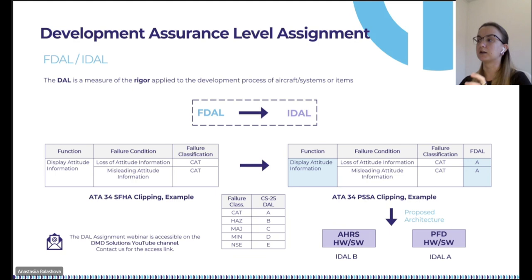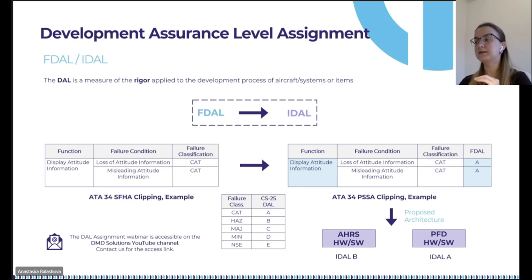We classify the loss of attitude information as a catastrophic failure condition because under IFR, instrument flight rules, for example, fog, the loss of attitude information may lead to complete spatial disorientation and wrong control inputs, which potentially may lead to the loss of aircraft. If we work on the CS25 platform, to the function which leads to the catastrophic failure condition, the FDAL A shall be assigned in PSSA.